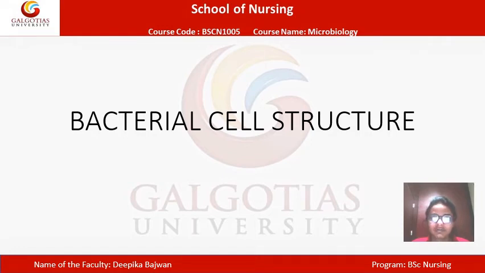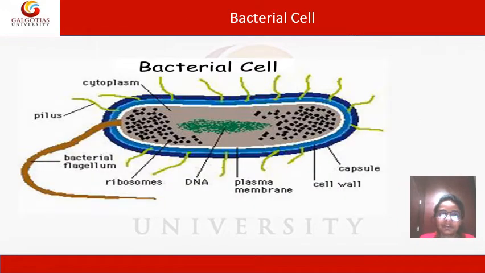So in this we will learn about bacterial cell structure. So we continue with the bacterial cell structure. Here you can see a picture of a bacterial cell. In this bacterial cell you can see there are different structures which are labeled. Here you can see there are cytoplasm, pilus, flagellum, ribosomes, DNA, plasma membrane, cell wall, and the capsule.